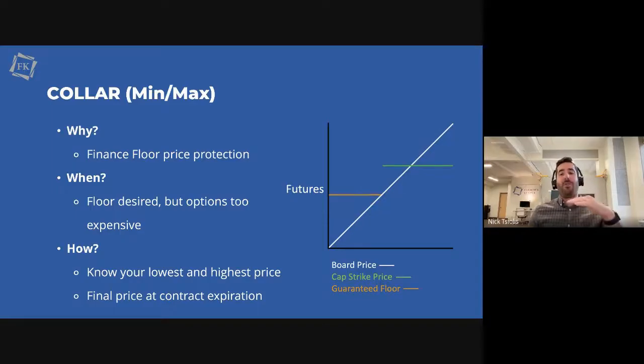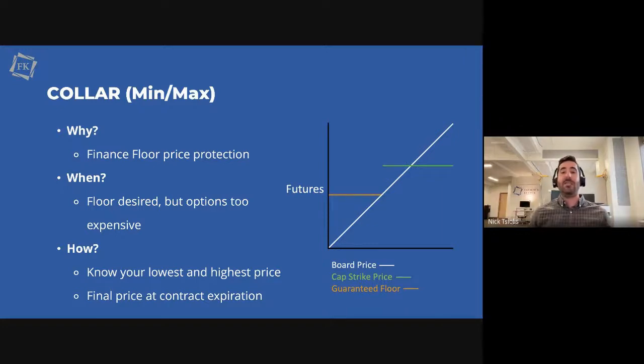So what you're giving up for a costless floor is you are capping yourself out at a max price that you will sell at. So again, if we have a commodity that's worth $10, you might get a collar or min-max quote that gives you a floor price of $9, which you will not sell below, but it also gives you a cap price to finance that of $11 that you will not sell above. So in those scenarios, if the market expires at $10, you'll get $10 basically as a free HTA. You won't have any type of fee associated with it.